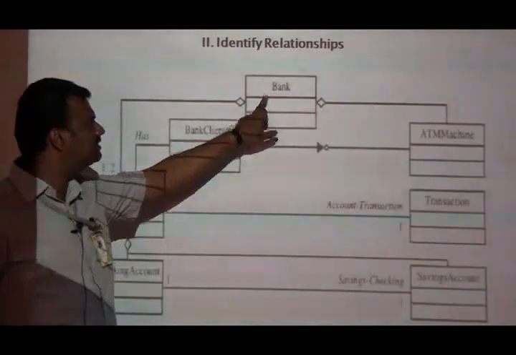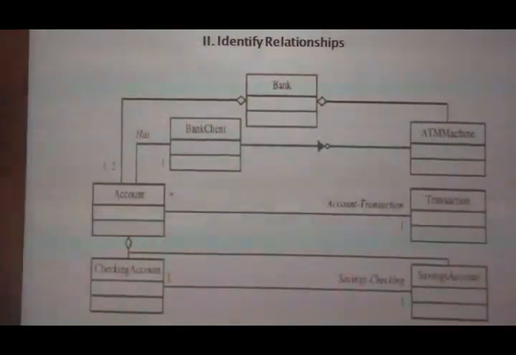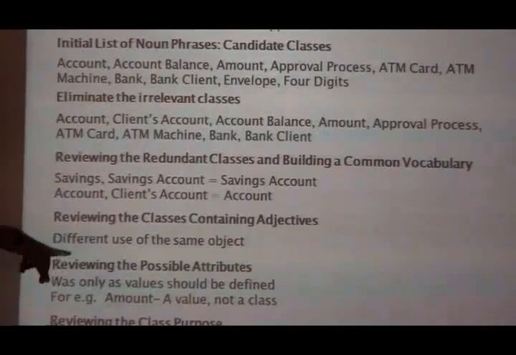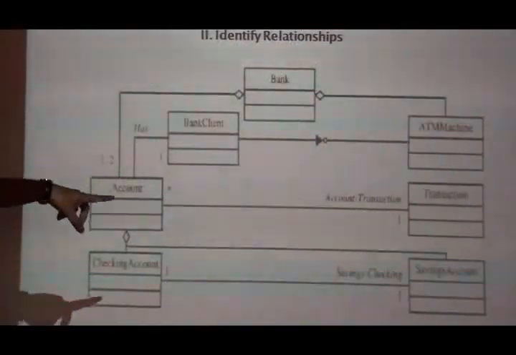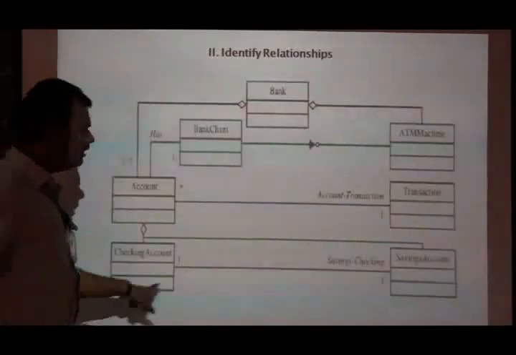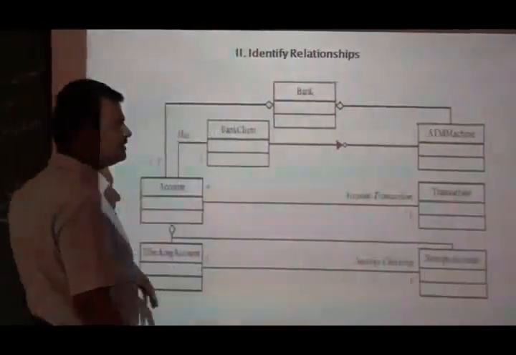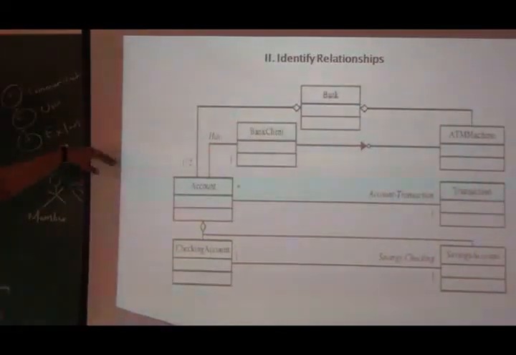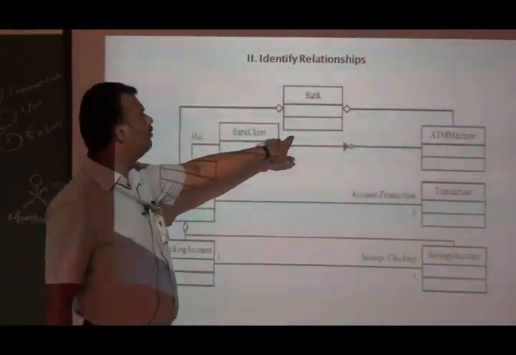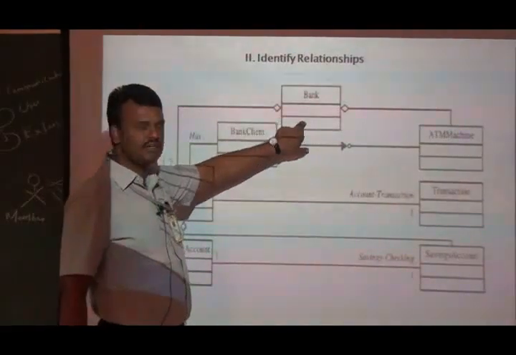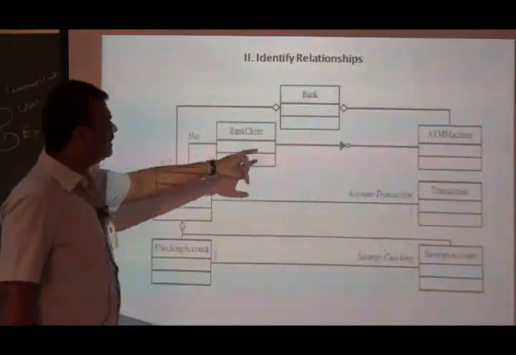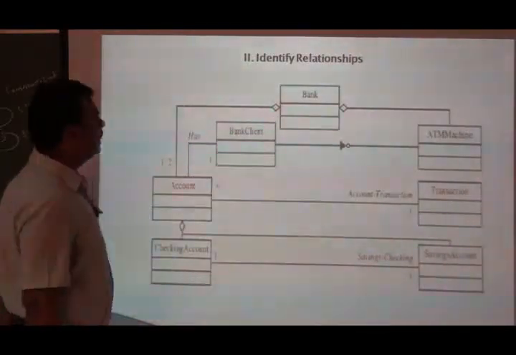What is the final list of classes at the bank? ATM machine, ATM card, bank client, bank, transaction, account, checking account, and saving account. These are the final list of classes of the ATM management system. How to represent a class? A class is represented as a rectangle with 3 compartments. The first compartment represents the class name, the second is the attributes, the third one is the methods.